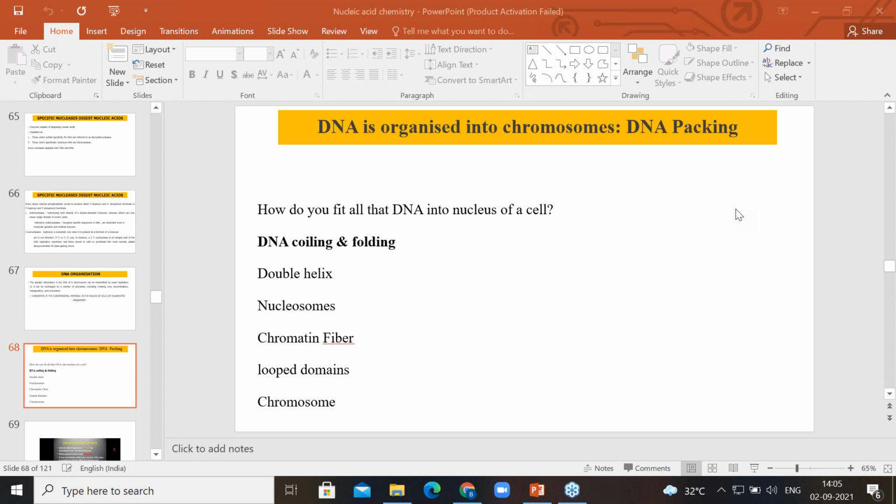So DNA is organized into chromosomes, and this property we call DNA packing. How do you fit all the DNA into the nucleus of the cell? So what happens to the linear thread-like DNA? It will start coiling and folding. So you have to remember these terms: it is a double helix molecule. It is arranged, coiled and folded to form nucleosomes. There is a thin chromatin fiber. There are loop domains, and then a full chromosome will form. I'll explain all these things in further slides.